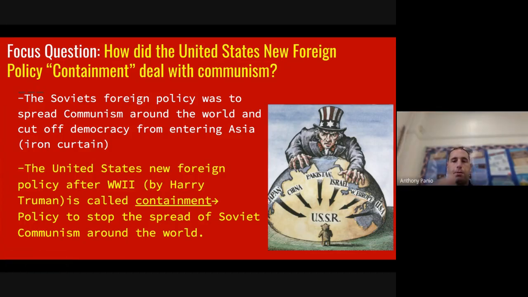Now I want you to think back when we talked about the Civil War, Abraham Lincoln. Stopping slavery and stopping the spread of slavery were two completely different things. Abraham Lincoln wanted to stop the spread of slavery. So if you remember, in the South, if they had slaves, Lincoln let them know, hey, we're not going to bother you if you have slaves. If you're a border state, we're not going to bother you if you have slaves. But we just don't want it to spread. Truman's going to do the same thing, just with communism.